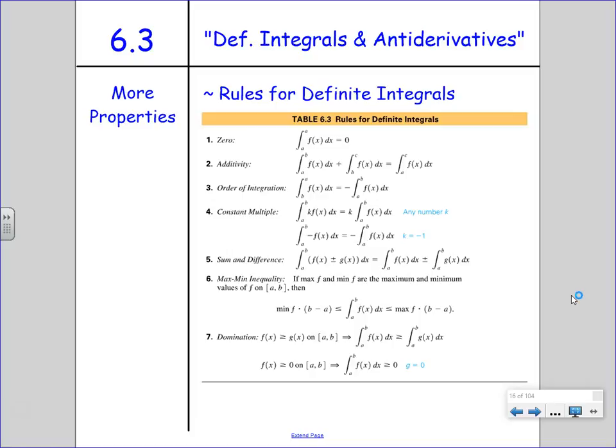So the maximum inequality says, all right, fine. When we're talking about area under a curve, I'm just going to do a representative one real quick for number 6. Here's our f of x. And we'll say, here's our a. And we'll say, here's our b.